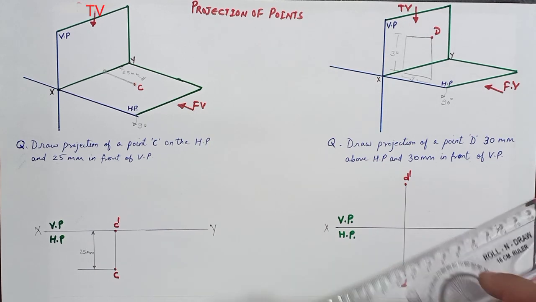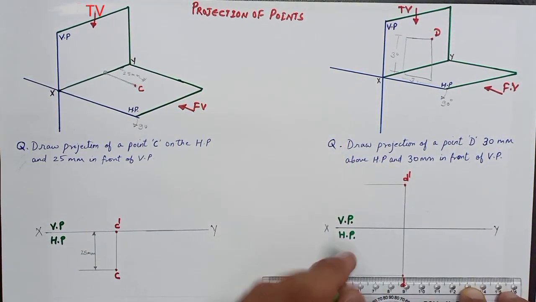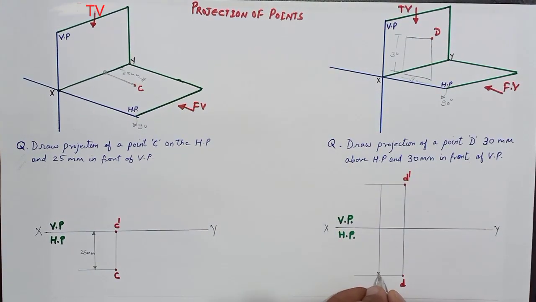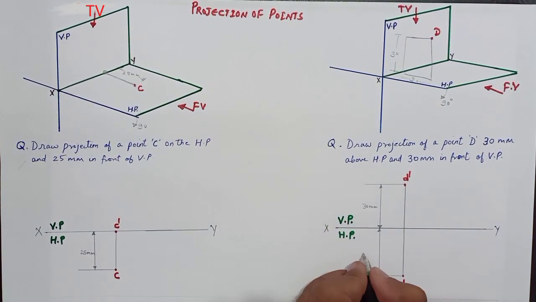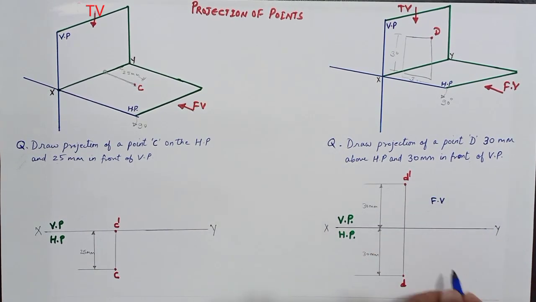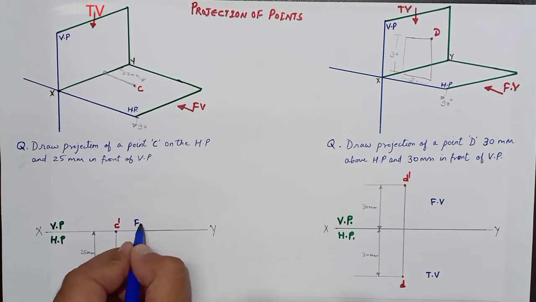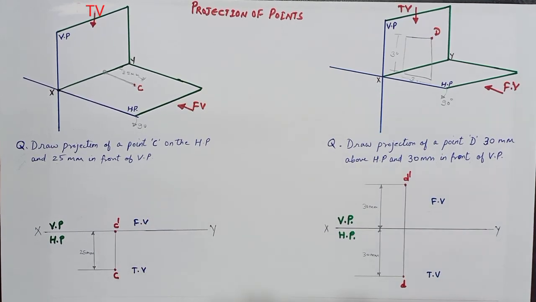Then giving measurements, we can write here front view, top view. You can write here front view, top view. So we have practiced some questions on how to project a point using first angle projection method.